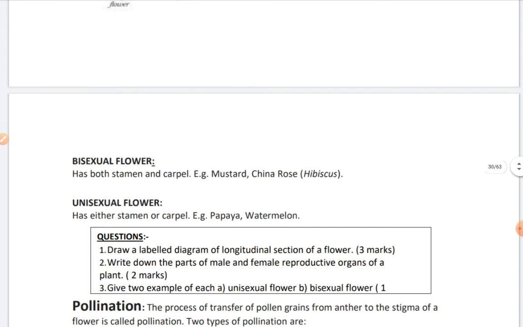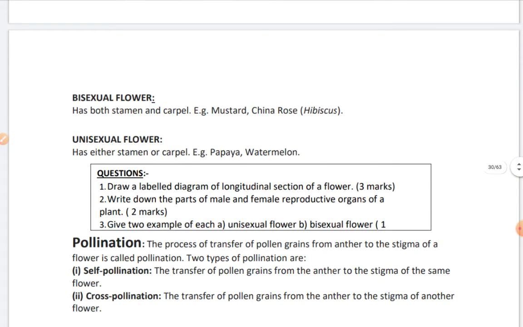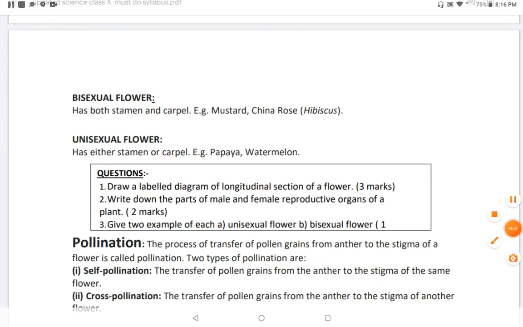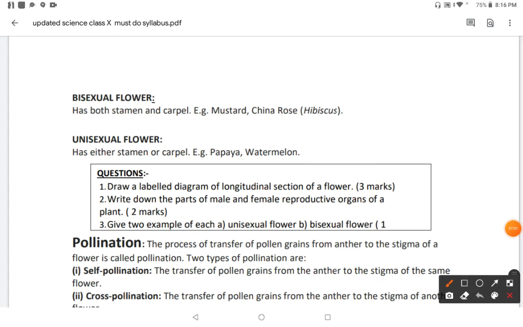Flowers are of two types, unisexual and bisexual. So hibiscus, rose, China rose or mustard are bisexual flowers, and the papaya and the watermelon are unisexual, having either stamen or carpel, while in the bisexual flowers both the parts are present.